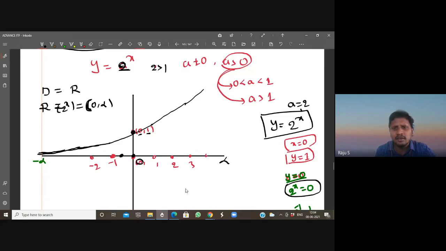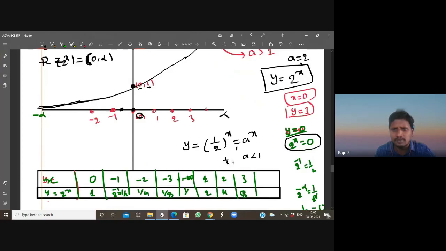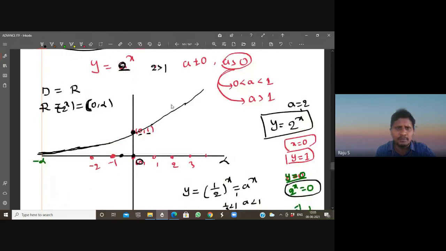When I take the function 1 by 2 whole to the power of x, what is the a value? It is in the form of a power x here. a is lesser than 1. Yes or no? 1 by 2 is lesser than 1. So there are two types of graphs: one where a is greater than 1, and one where a is lesser than 1.